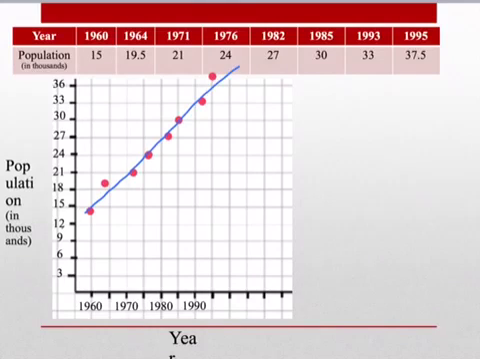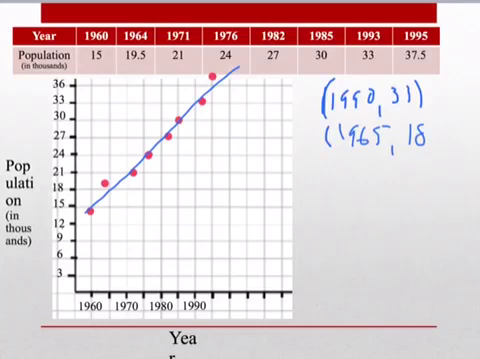Okay, so I want to pick 2 points on this line so I can find the slope. I'm going to choose this point because it looks like it crosses pretty evenly. So that would be 1990 and 33,000. So my x is 1990, my y is 33. Then I'm going to choose another good one. How about this one right here? So that's 1965 and 18,000. So 1965, 18.